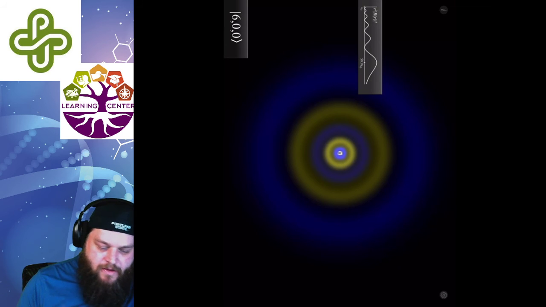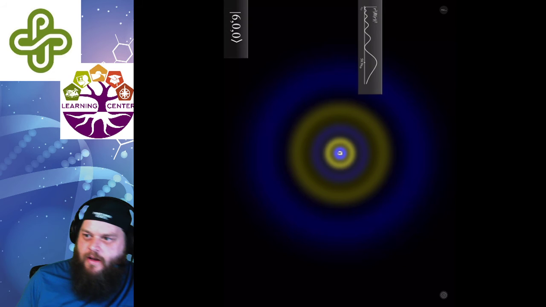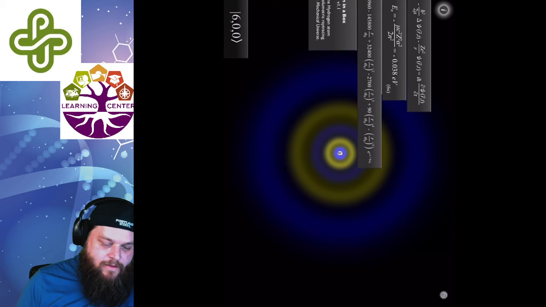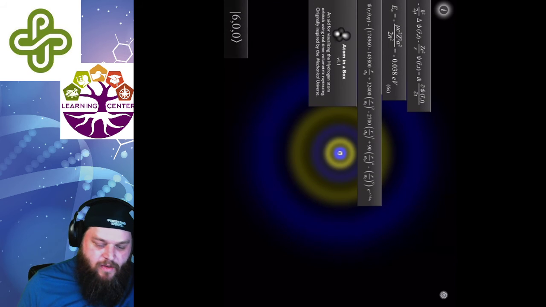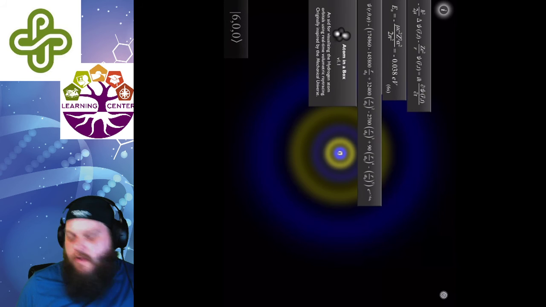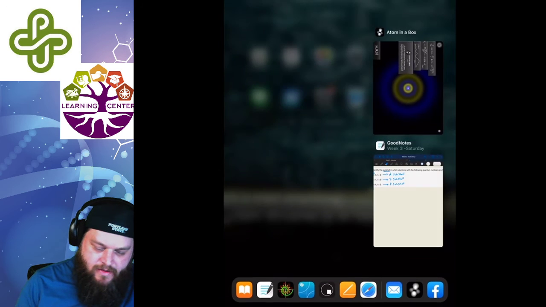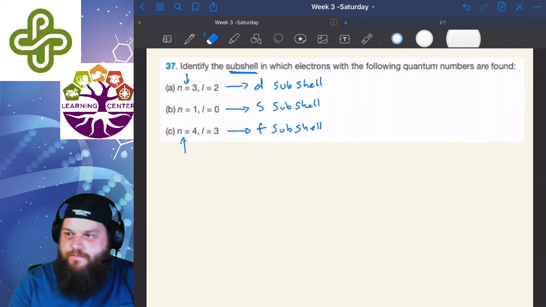It's a really fun program to play with. This is called Atom in a Box. It was a free download on my iPad. If you have an iPad or something like it, definitely check it out if you are interested in what's going on here. This is version 1.1 of Atom in a Box, you can see here. Anyways, I digress.